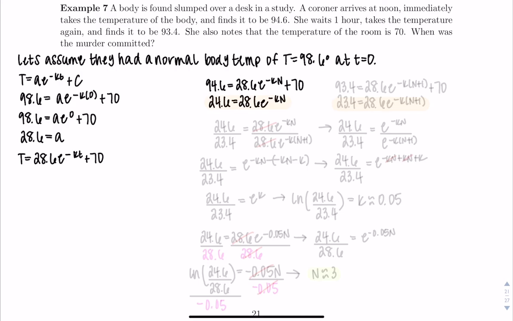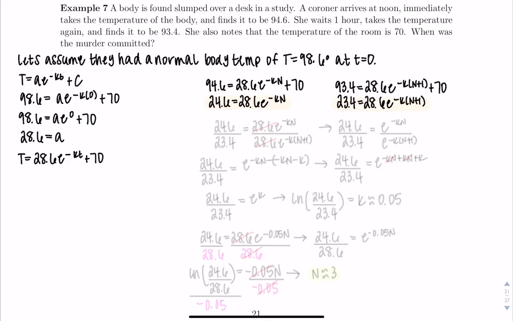And we also have that the temperature was 93.4 degrees, but this was 1 hour after the original. And so that's n plus 1. So again, let's subtract 70. We've got 23.4 equals 28.6 e to the negative k times n plus 1. And so now we can solve for k.